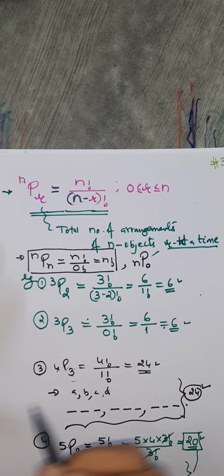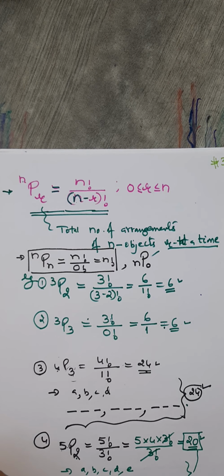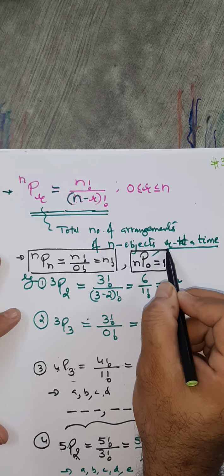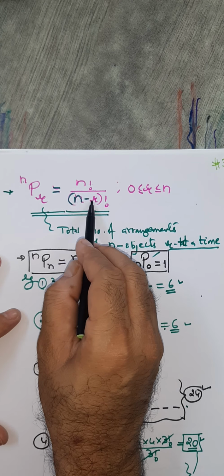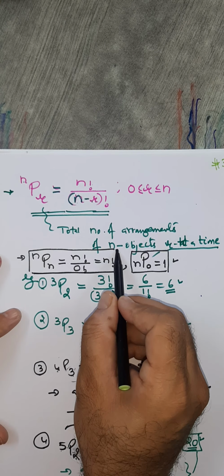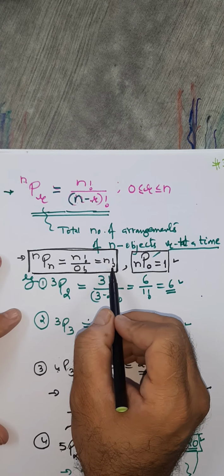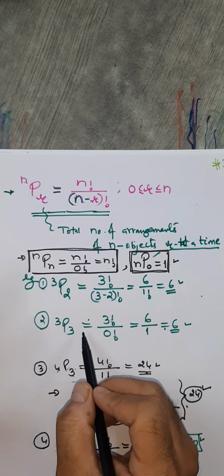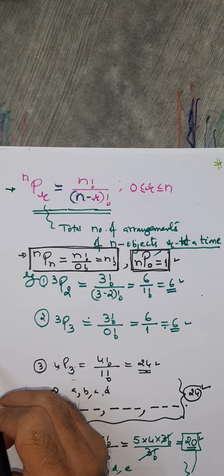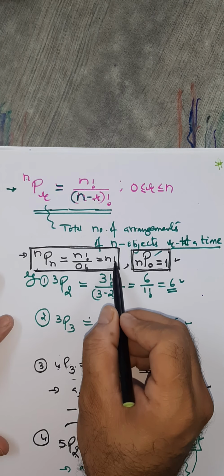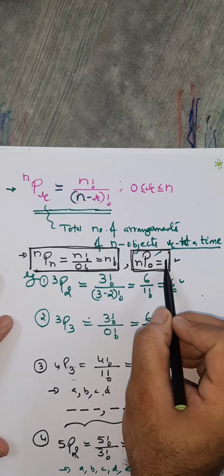What is nP0? nP0 means no objects you are taking. You are not taking even one, so it can be done in how many ways? Just one way. You are not doing it, finished. That has to be one way. You try, put in the formula n factorial upon n minus 0 factorial. So n factorial will get cancelled. So these two things you need to keep in your mind. nPn is n factorial and nP0 is 1. nP0 means you are arranging no objects, remember. So that can be done in just one way.